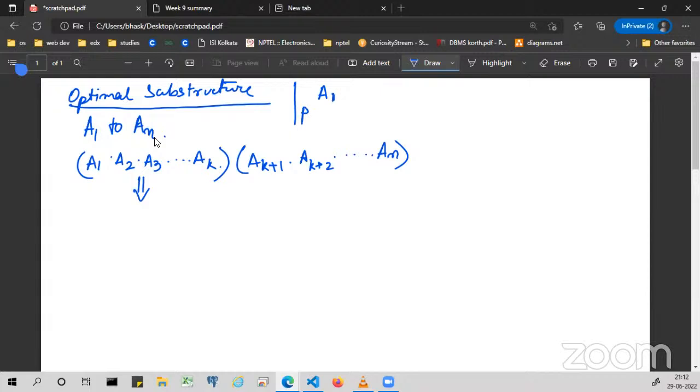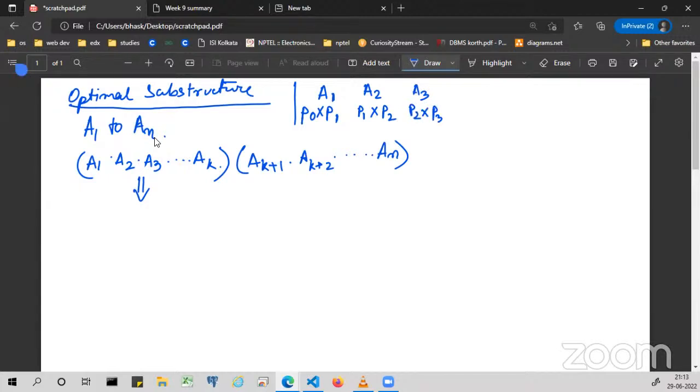So P of 0 into P of 1. I wrote 0 because these would be stored in a list or array. Since we are talking from the programming point of view now, I'm writing it from 0. So P0 cross P1 is the order of A1. A2's order would be P1 cross P2.